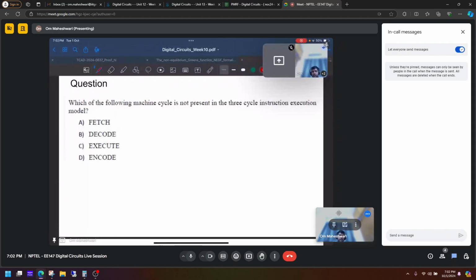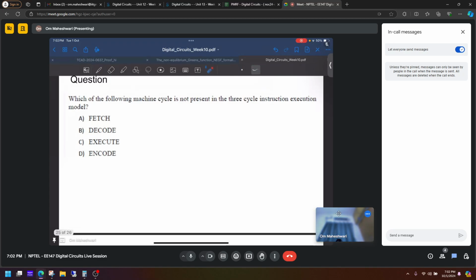Okay, so the last question that we were discussing was which of the following machine cycles is not present in the three-step instruction execution model? Right, encode is not there. Whenever we have to process something in ALU, it is from the accumulator, from memory.